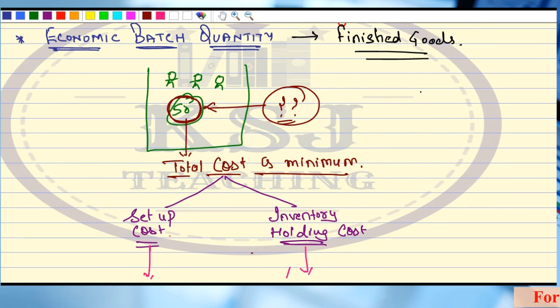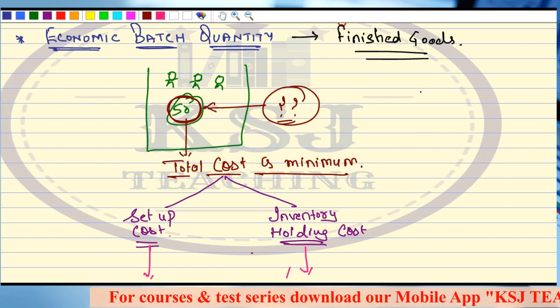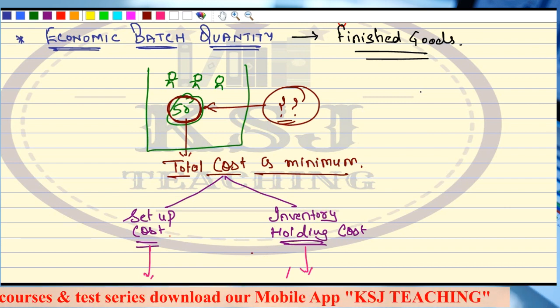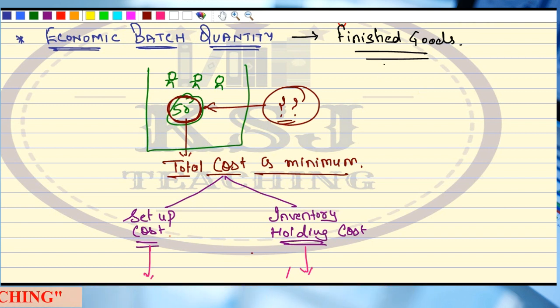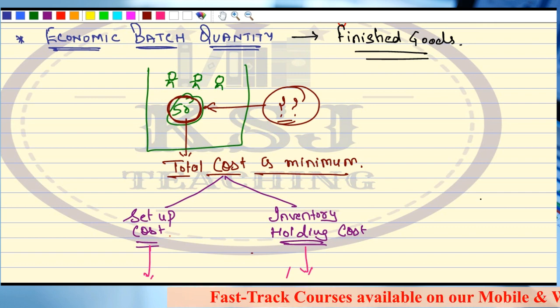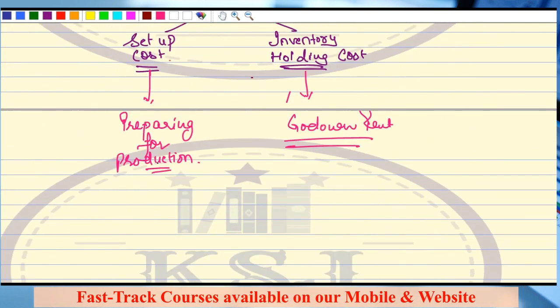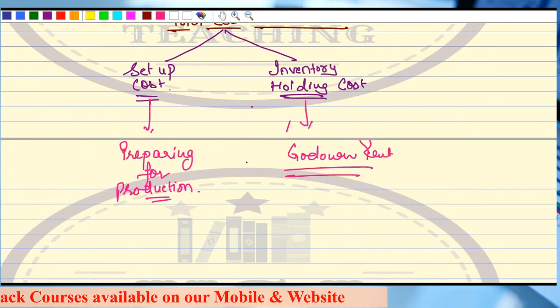The concept of economic batch quantity is related to finished goods: how many finished goods should be produced in one batch, so that the setup cost, meaning the pre-preparation for the processing, is minimum, and the inventory holding cost, that is, once the finished goods are prepared we have to keep them in a godown somewhere, is also low. That is my holding cost. So the combination of these two things should be minimum.